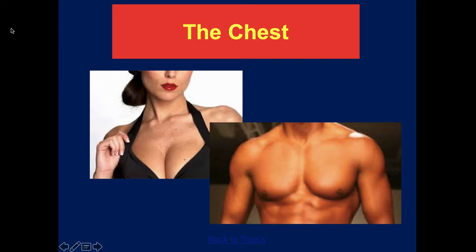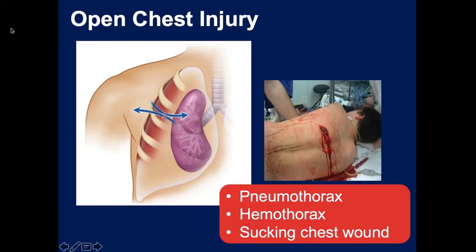This is chapter 34, chest injuries. So there's two types of chest injuries that we encounter, generally speaking, in the field. One is an open chest injury and the other is a closed.